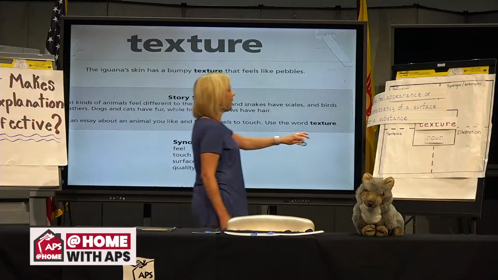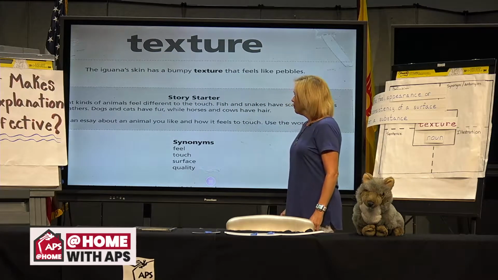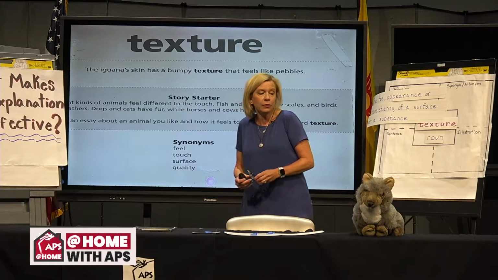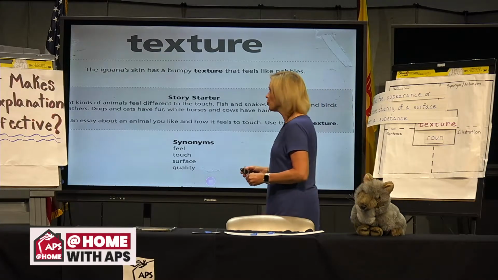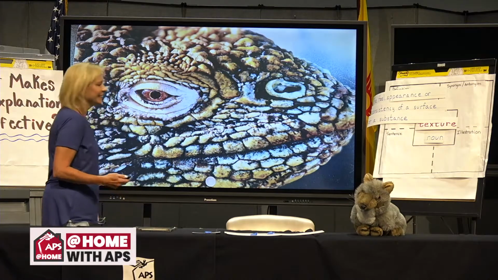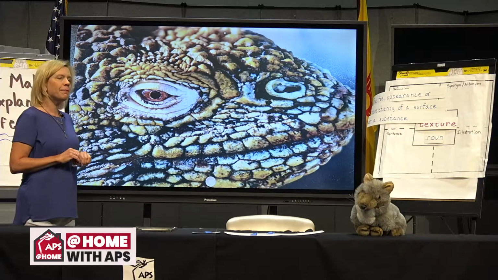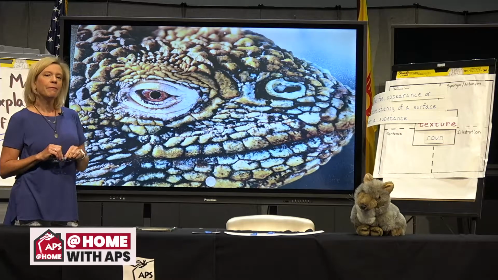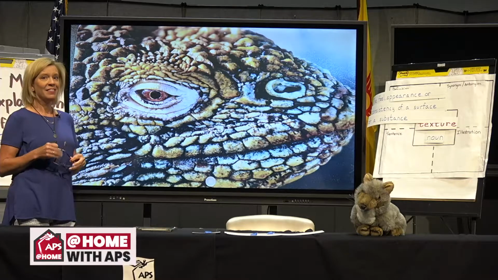So if you could write a sentence using texture, and then draw an illustration. Again, you could use anything, right? Anything that has texture, anything that you can touch. You could write a sentence about our iguana friend, or about anything you have that is something you like to touch. Maybe you have a favorite blanket that you just love the feel of, or a favorite shirt, maybe a pair of socks that are really soft. That's texture.